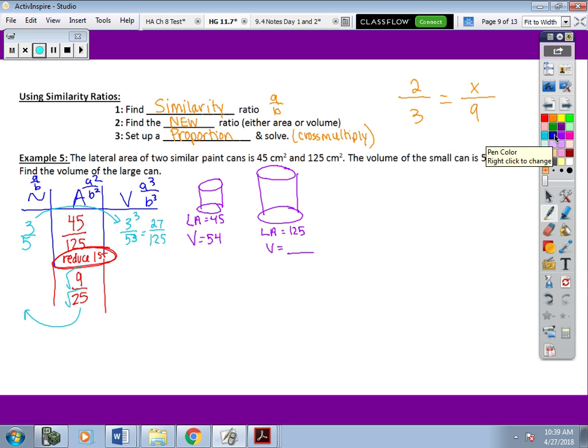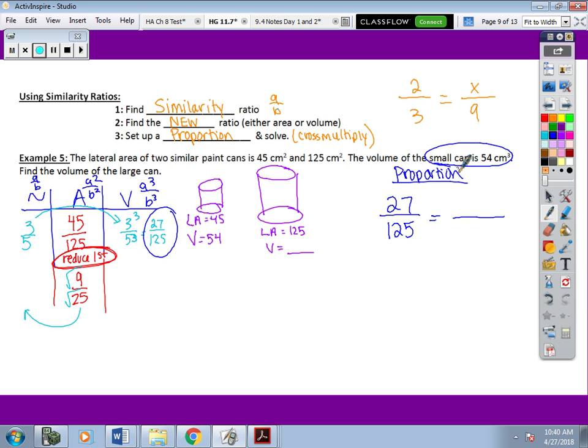Now we can write a proportion. We have the volume ratio, 27 over 125. We can write our proportion, which is going to be your last step, not your first step. Now, they give us the volume of the smaller can is 54. Is that going to go in the numerator or the denominator? The numerator. You want the smaller to be in the same level of the fraction with the smaller number. And then you can just put a variable v, x, whatever in the denominator.